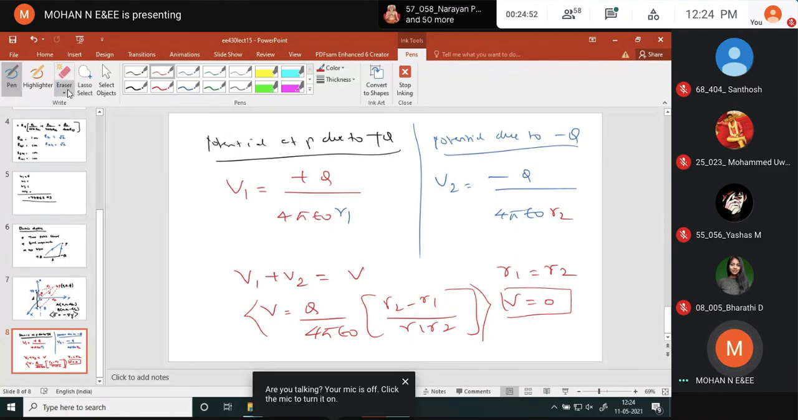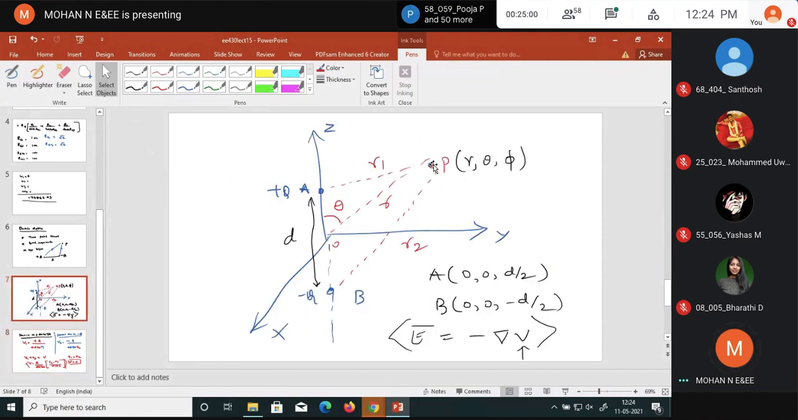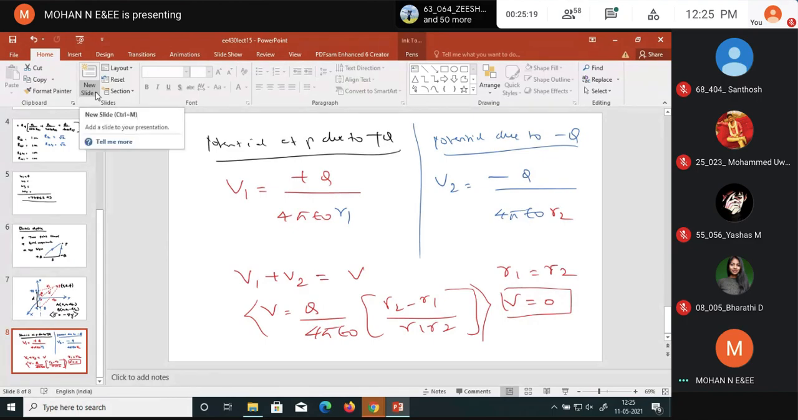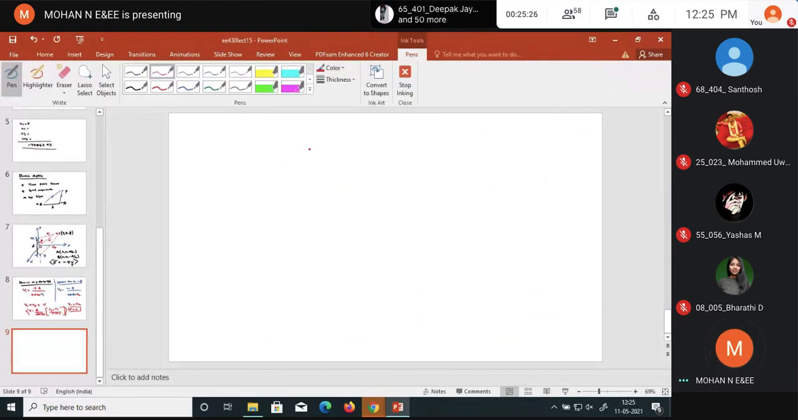So now, what if the point is farther away? Here the point is like this, at a considerably nearer distance from A and B. What if the point is farther away from A, B, and O? How does the dipole behave? That's the next part. That is nothing but when the point is too far away from the system.